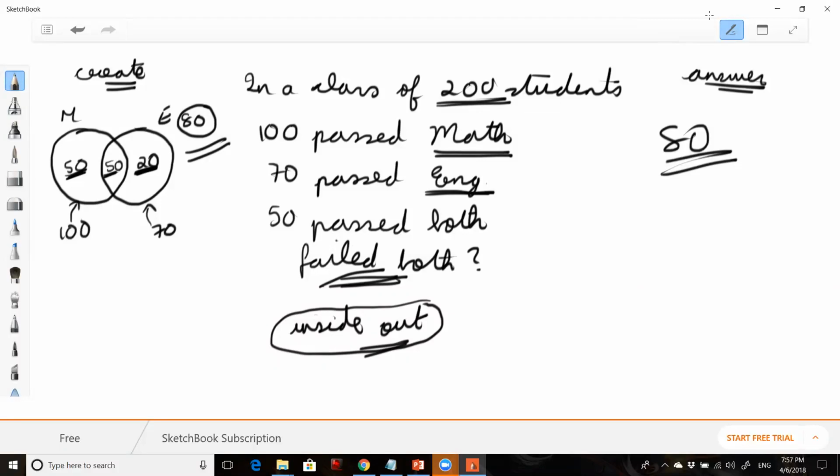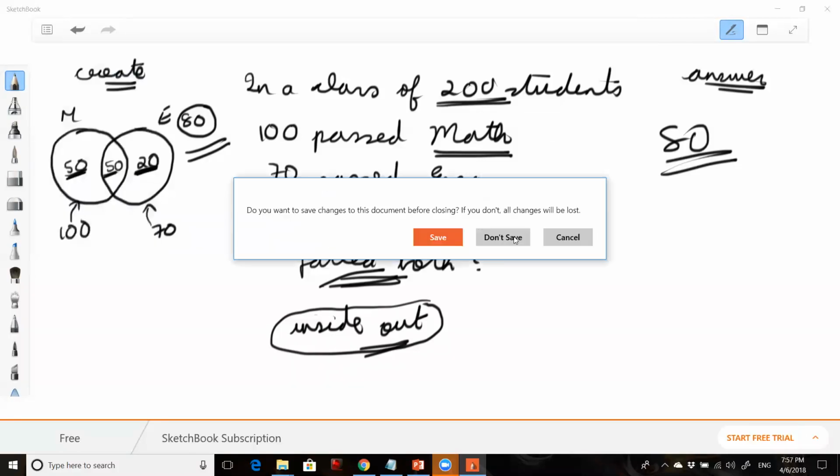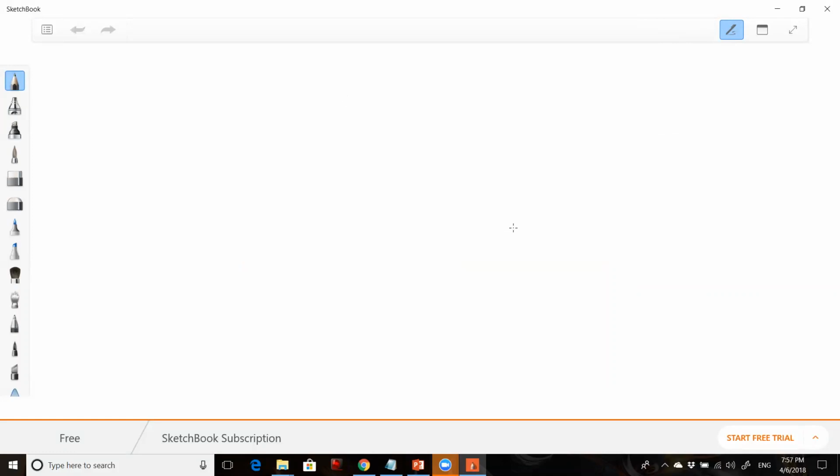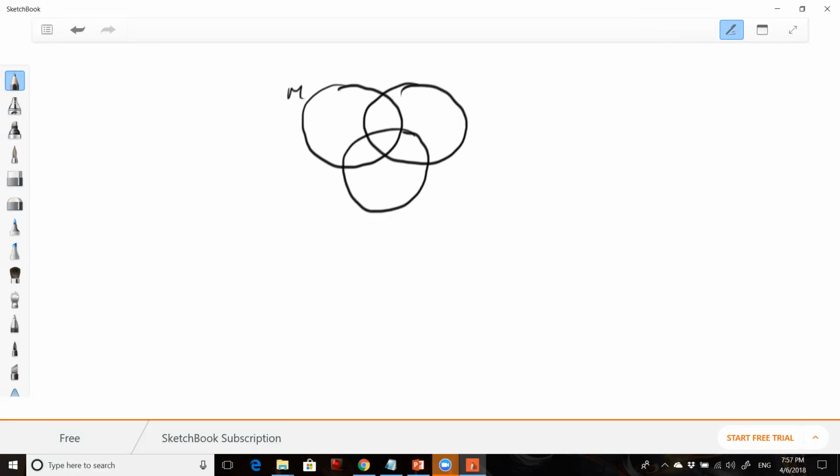With this, I'm moving on to a 3-set Venn diagram. This becomes a little more complicated now. So, 3 circles: math, English, say science. This circle represents the students who passed math, this circle represents the students who passed English, and this circle represents the students who passed science. Again, the same process. I'm going to number the regions.